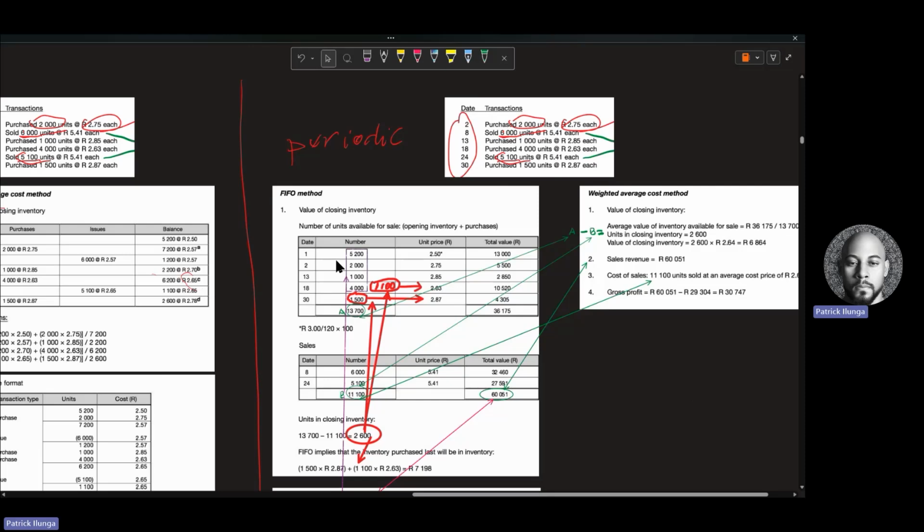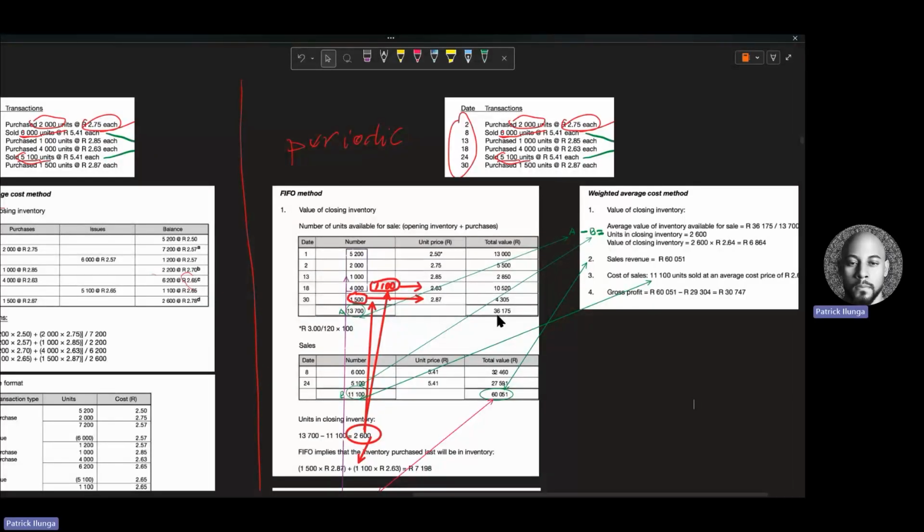So we know what was for FIFO. We know what was the cost of the 5,200 units. We know what was the cost for the additional 2,000 units. We know what was the cost for the 1,000 units. We know all this, so we can calculate the total. Then we can calculate the total of units that we have. So the total units that were purchased was 13,700. So you add them up together. So we know also what is the total of all the purchases.